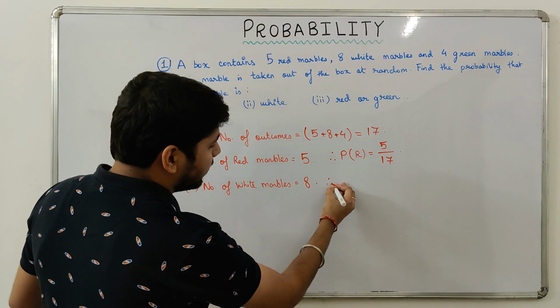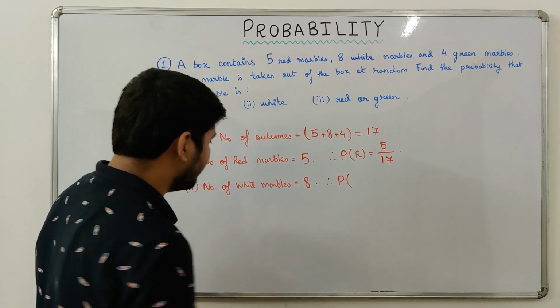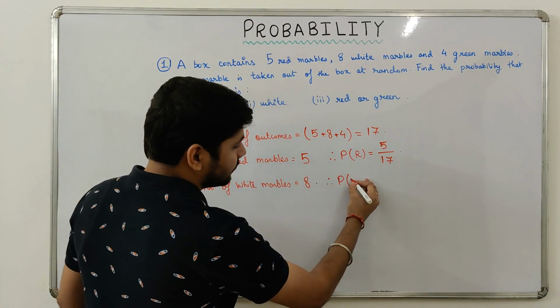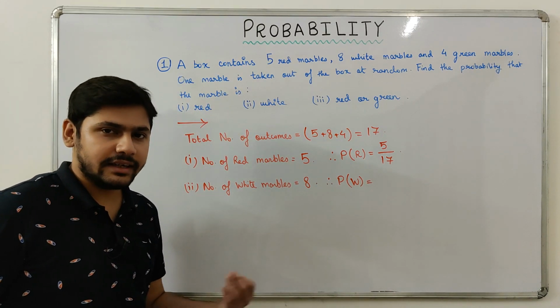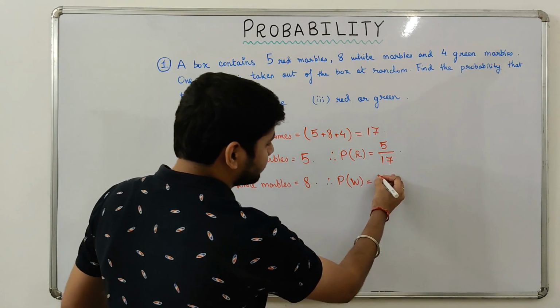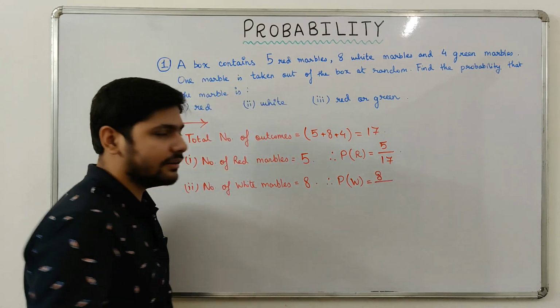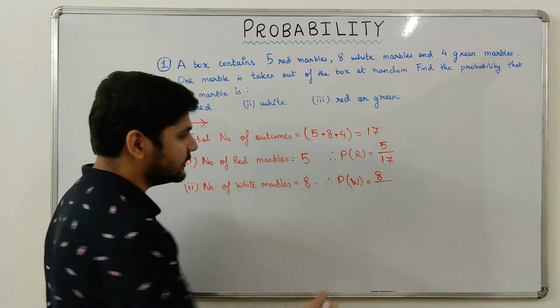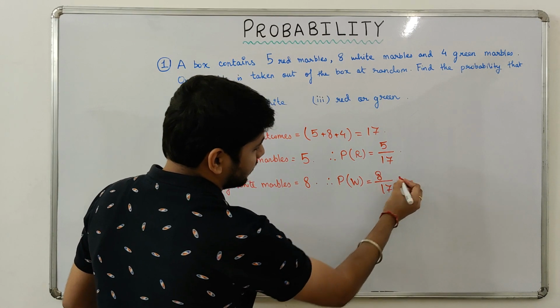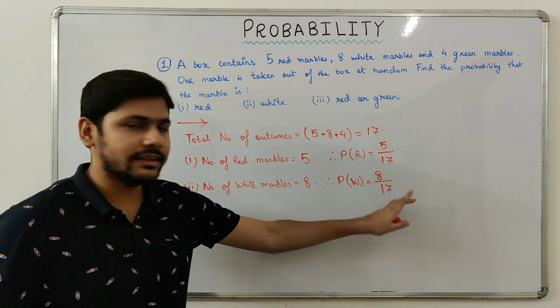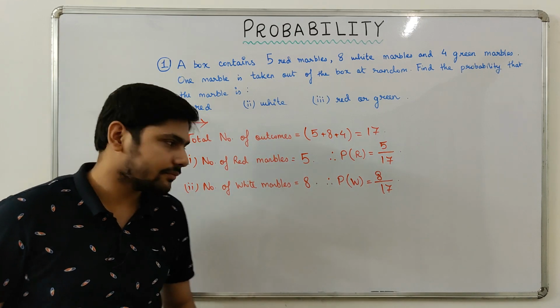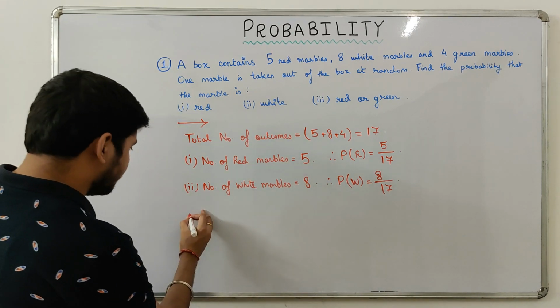So probability of getting a white marble is equal to the number of white marbles which are present in the box, equal to 8, divided by the number of total outcomes, which is 17. So we get the probability of getting a white marble as 8 by 17. Simple. Moving on to the third subpart.